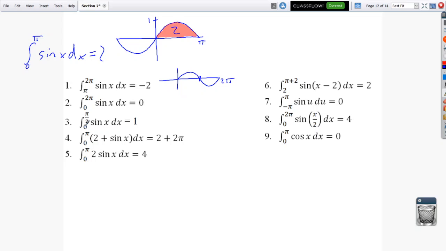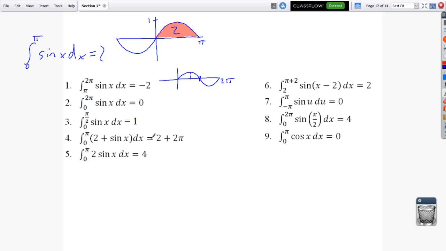Integral from 0 to pi over 2 of sine of x dx. Looking at that, that's going to go right here. That's going halfway through the almond shape. So halfway through the almond shape, and since I'm splitting this symmetric shape in half, I'm going to get 1 for the integral from 0 to pi over 2 of sine of x dx.